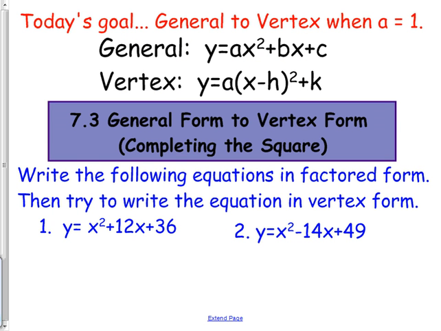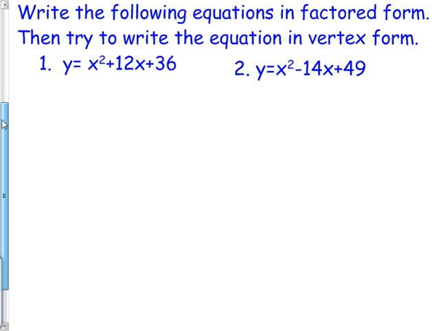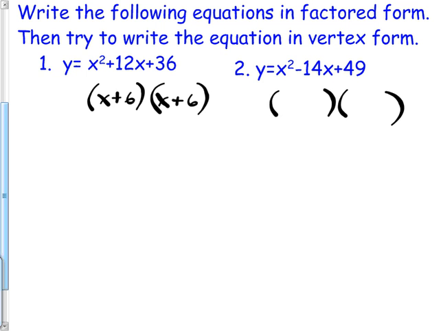This is the general form to vertex form, the completing the square thing. These kinds underneath the purple box are special because they are perfect squares. The way you can tell a perfect square is that if you factor it, it will come out to two of the exact same thing, x plus 6 and x plus 6, for example. Or on this one, I could factor it down to what? X minus 7 and x minus 7. They'll always be identical like that.